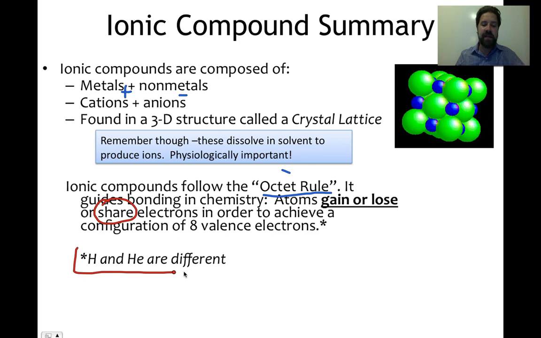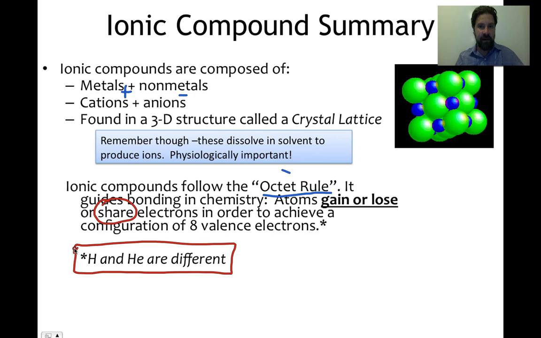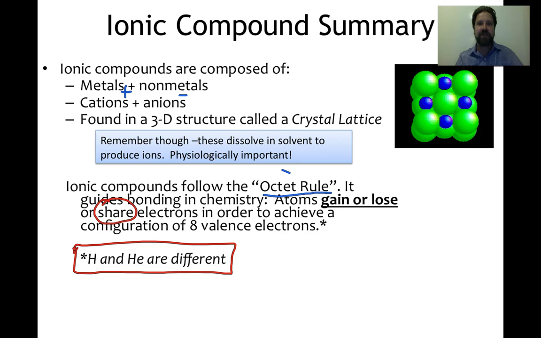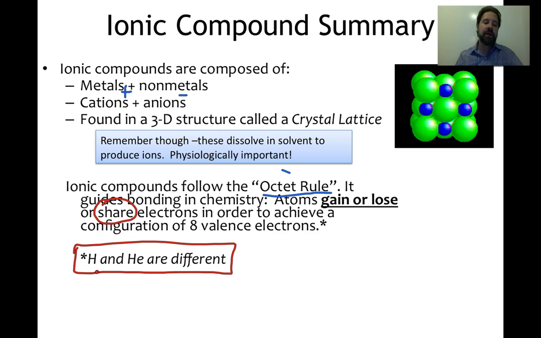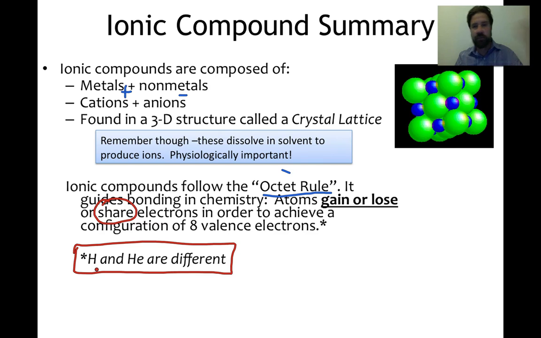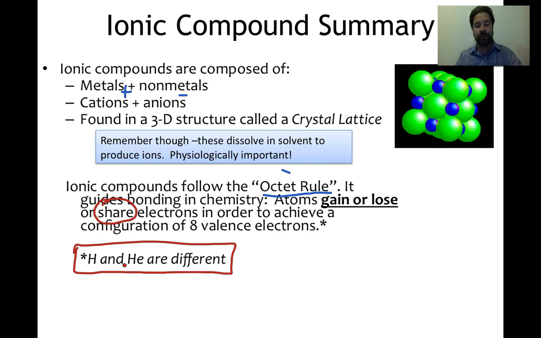And final note is that hydrogen and helium are different because they haven't yet gained enough electrons to make that magic number 8 happen. They're happy with 2. So hydrogen will comfortably share 2, and so will helium to become stable.